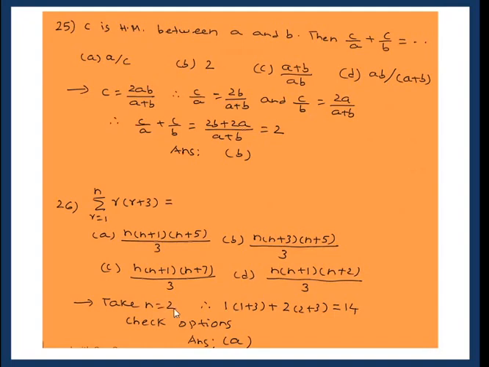So when I say put n equal to 2, by that we have to find S2, which is t1 plus t2. So 1 into 1 plus 3 plus 2 into 2 plus 3. It comes out to be 14. Now check options. You will notice that if you put n equal to 2, then in option A only you get 14. So this is the correct option. Suppose you find that for n equal to 2, we are getting 2 answers. Then one way is either to use standard method or take n equal to 3.